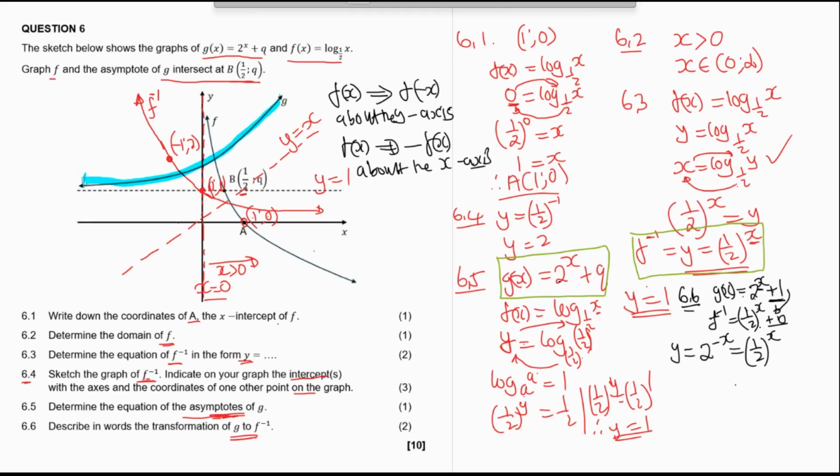Let's reflect g about the y-axis. That's the first step, reflection about the y-axis. Then shifted downwards by 1 unit to form the inverse of f, which is the red graph. Start from g, reflect it about the y-axis, then shift it downwards. It forms the red graph. Do you see that? So we can say reflection about the y-axis and translated 1 unit downwards.